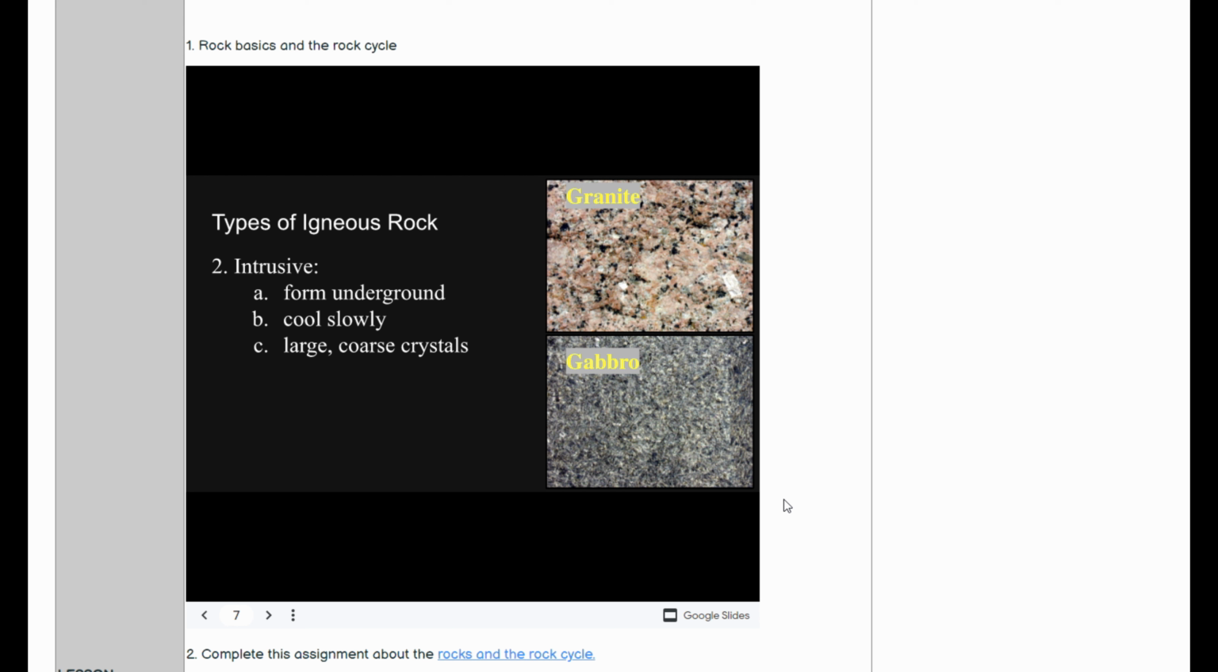Because they're deeper under the surface of the earth, they're going to be in locations that are higher temperatures, so it's going to take them longer to cool off. And then, since they cool off so slowly, you're going to get much larger, more coarse crystals. So they're not going to be as fine. You're going to have coarse crystals that are a lot larger. So fast cool time, fine small crystals. Slow cool time, coarse large crystals.